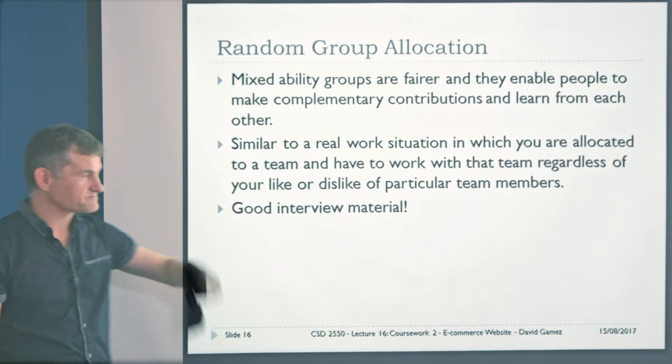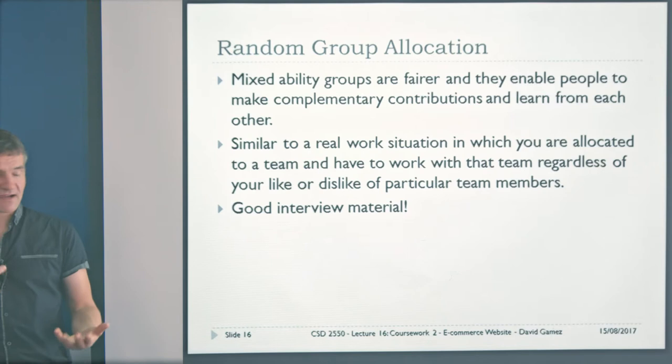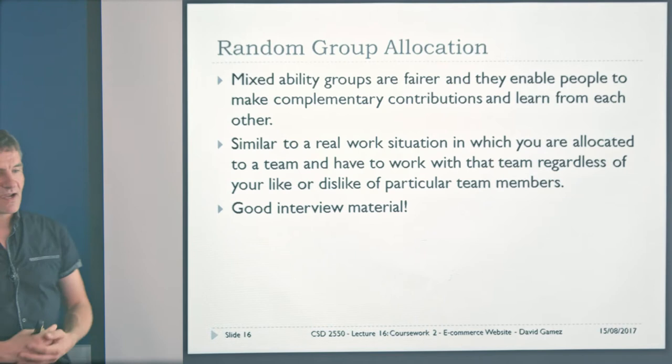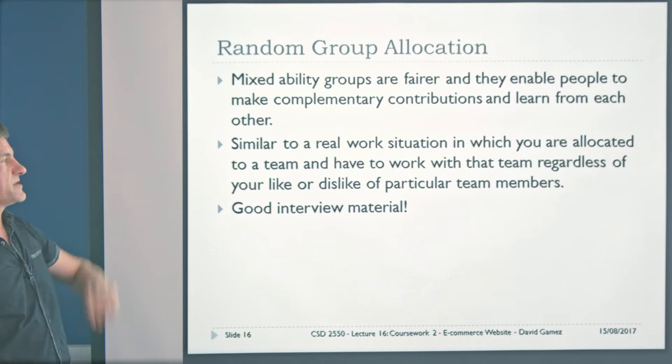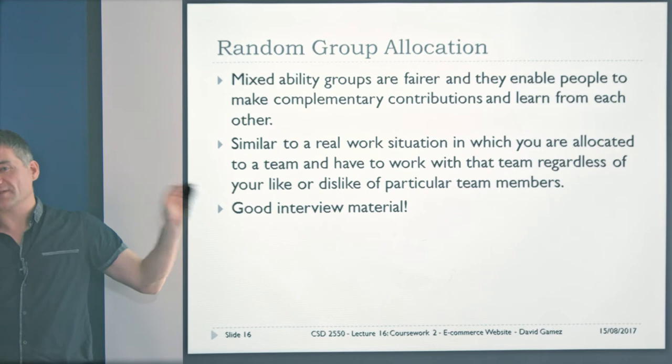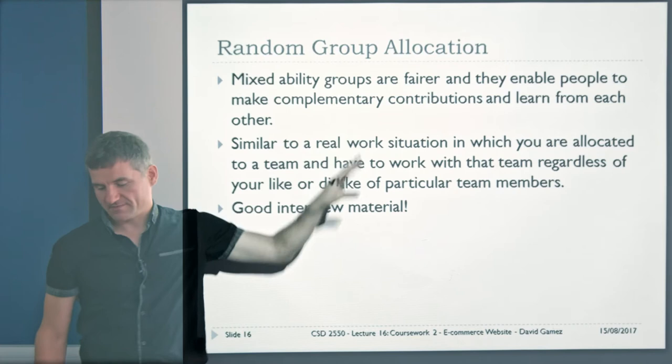When you go to work for Microsoft or whatever it is, and you get put in a team and your job is to maintain the back end of their website, you're going to have to work with those people regardless of whether you like it or not. If you say, oh, I don't like that guy, he stole my biscuits, or he complains too much, your boss will just ignore you and say, work with these people, that's your job, that's what I'm paying you for. So mixed ability groups, or group work in general, is very similar to a real work situation where you're put in a team and you have to work with that team regardless of whether you like or dislike particular team members. So this is a core life skill, all right?